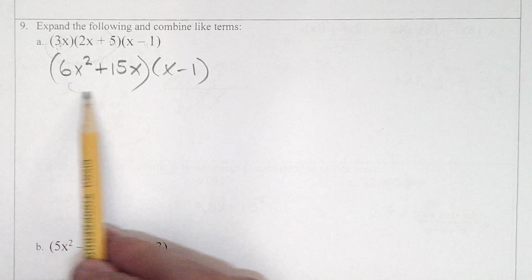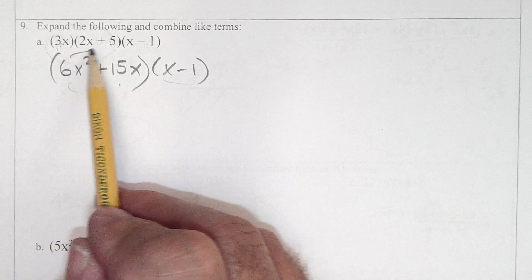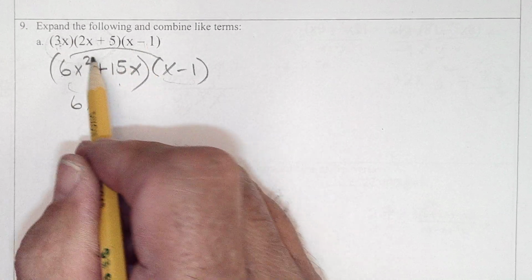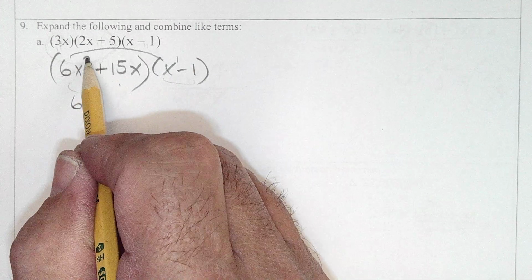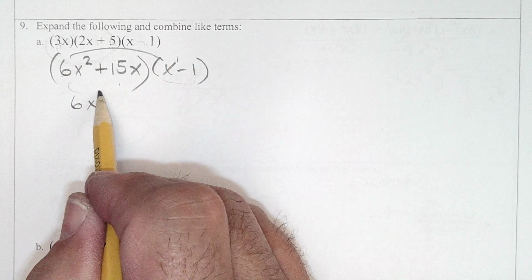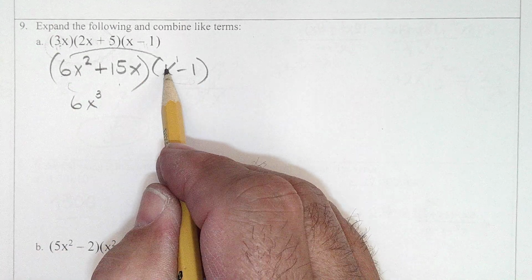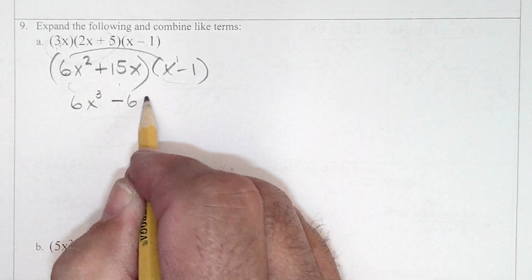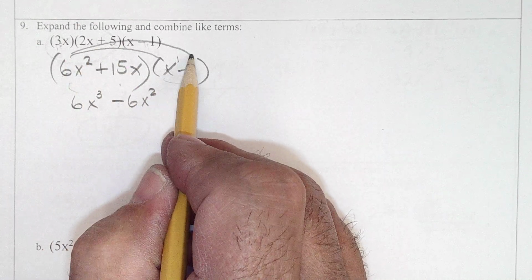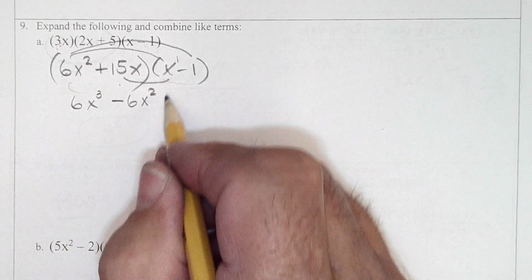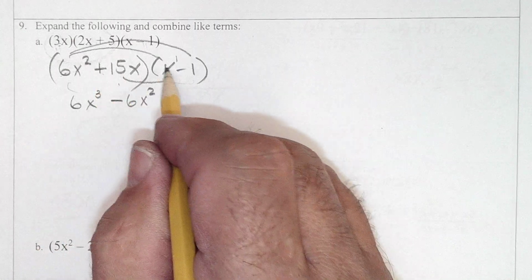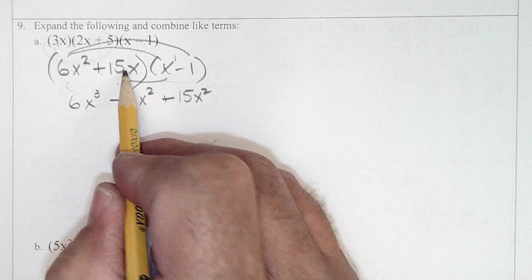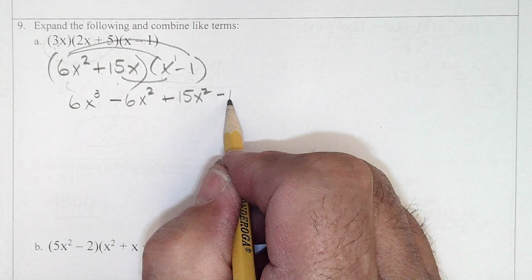So now we've got binomial times binomial. You'll take the first times the first. 6x squared times x is 6x, with powers 2 and 1. You add the powers, you get x to the 3, or x times x times x. 6x squared times negative 1 is negative 6x squared. 15x times x is plus 15x squared. And 15x times a minus 1 is minus 15x.